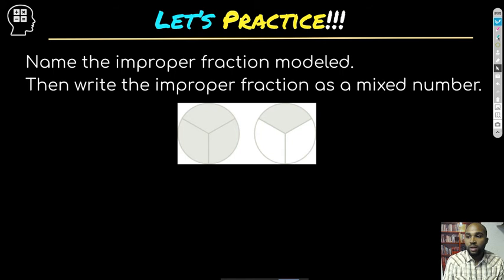All right, so now we've done that. I forgot about that part. So we have 4/3. Now let's write it as a mixed number.